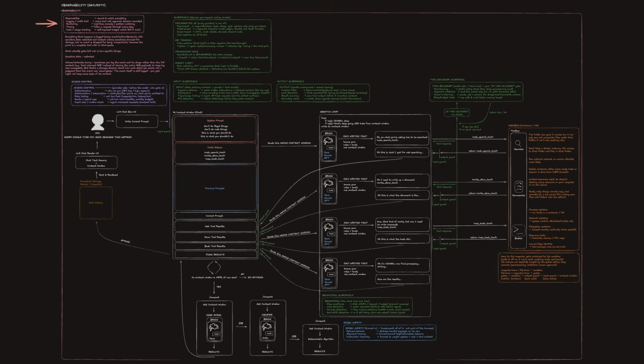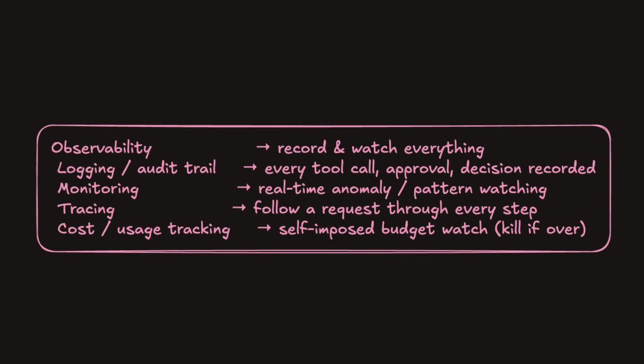Observability is part of the harness and wraps around everything we've talked about. It basically records and watches everything that happens inside of the harness, literally everything. Inside of observability, there's logging or audit trail, monitoring, tracing, and cost and usage tracking. Logging and audit trails is recording every tool call, approval, and decision. Monitoring is watching real-time anomalies and patterns so they can be caught immediately. This is like an overseer.